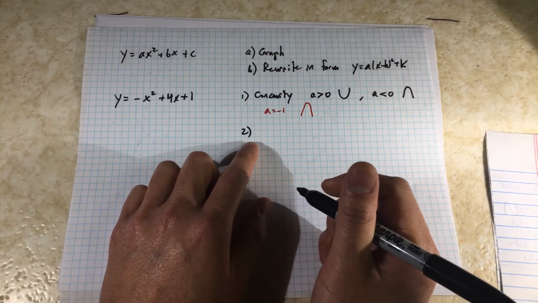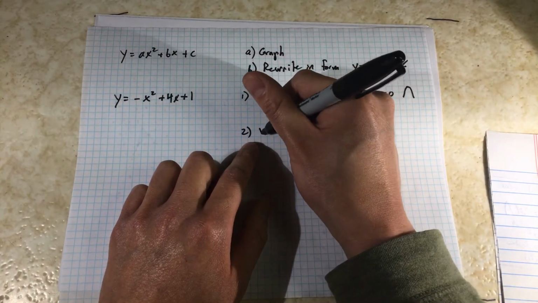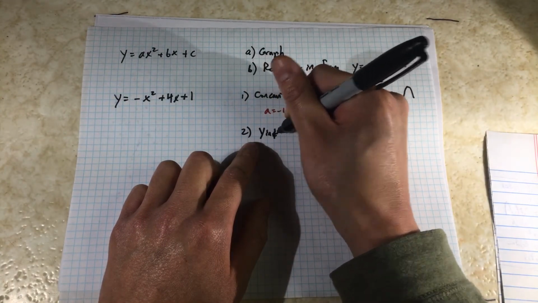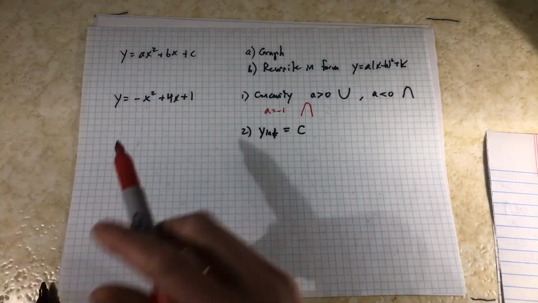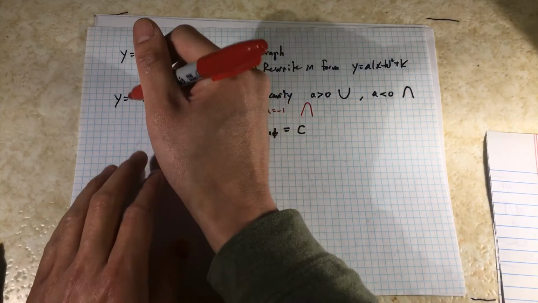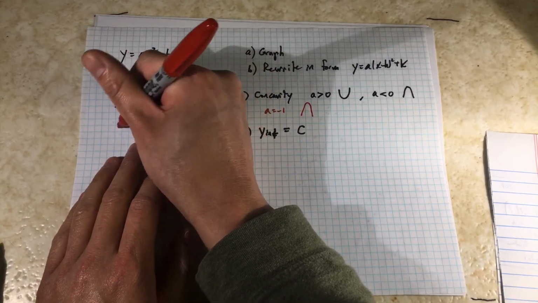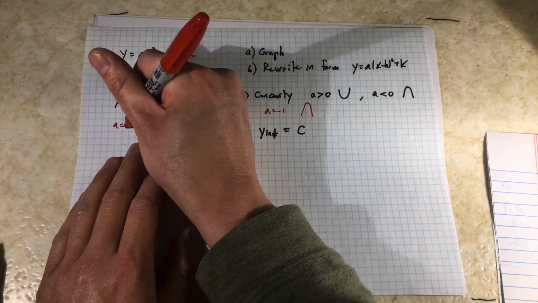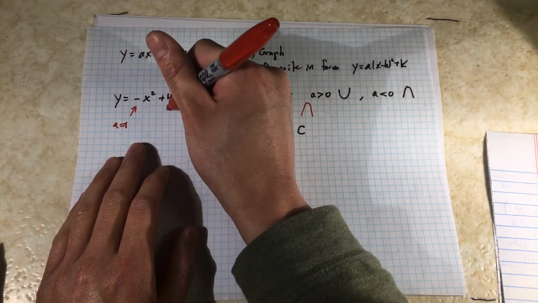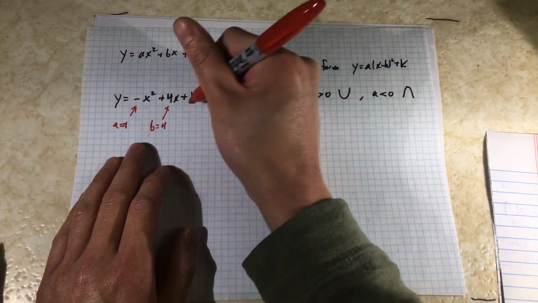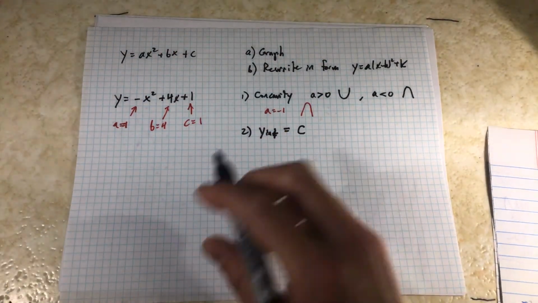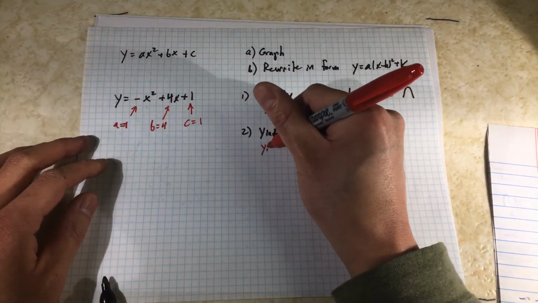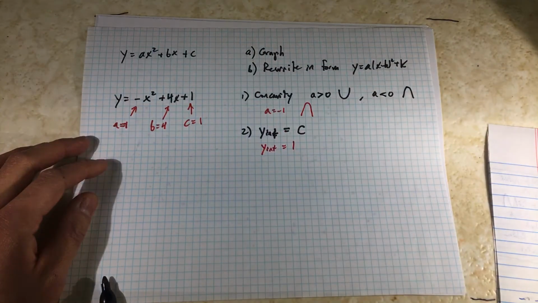The next step is to find the y-intercept. So the y-intercept value is going to be equal to c, which is this quantity right here. So actually, let's write this: A is equal to -1, B is equal to 4, and C is equal to 1. So our y-intercept in this case is going to be equal to 1.